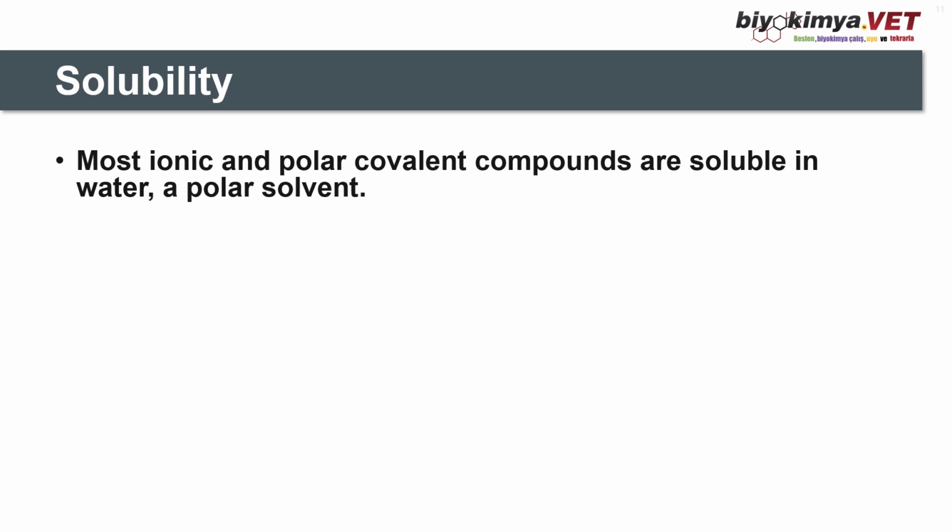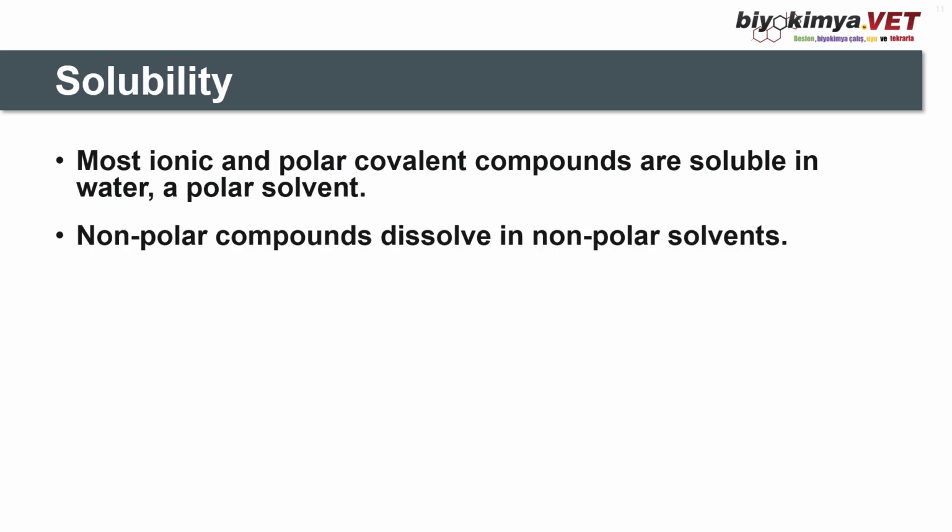Most ionic and polar covalent compounds are soluble in water, a polar solvent, and the best polar solvent. Nonpolar compounds dissolve in nonpolar solvents. So as you see, there are two classes of solvents, polar solvents and nonpolar solvents. Hydrophobic substances such as hydrocarbons dissolve in nonpolar solvents, and carbon tetrachloride or benzol is an example of nonpolar solvents. Since such substances dissolve very well in fats and oils, they are also called lipophilic substances.